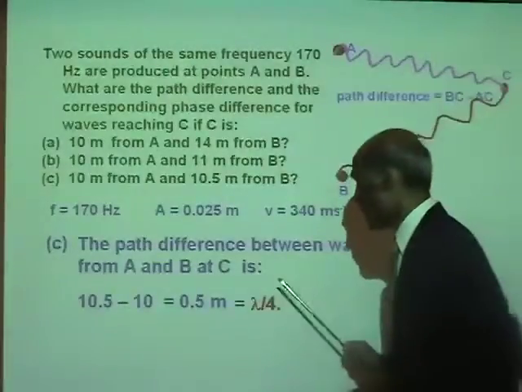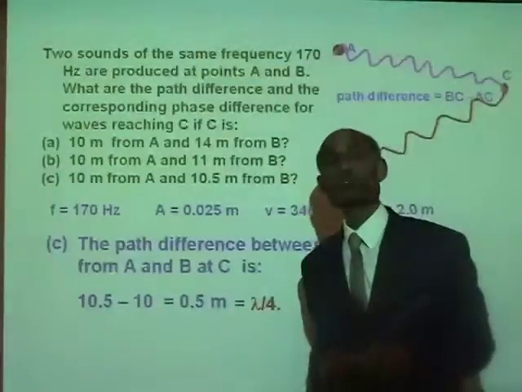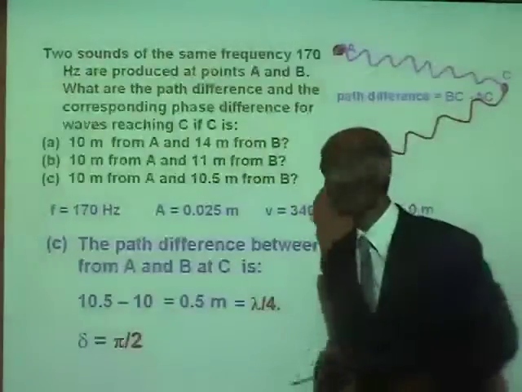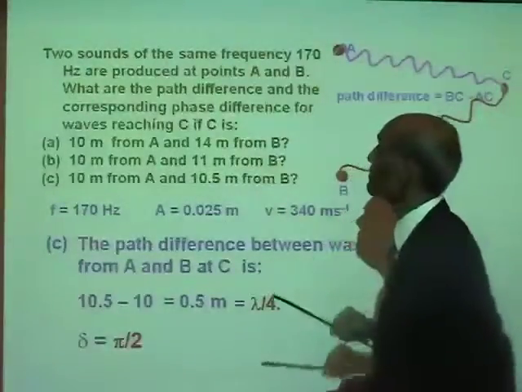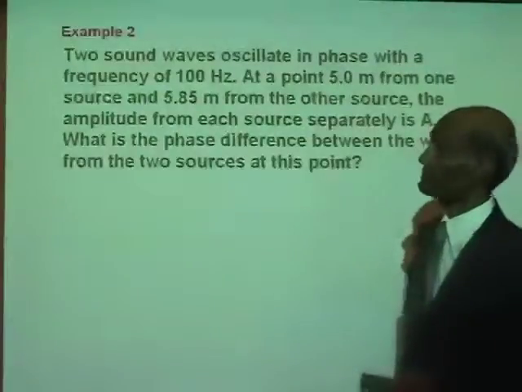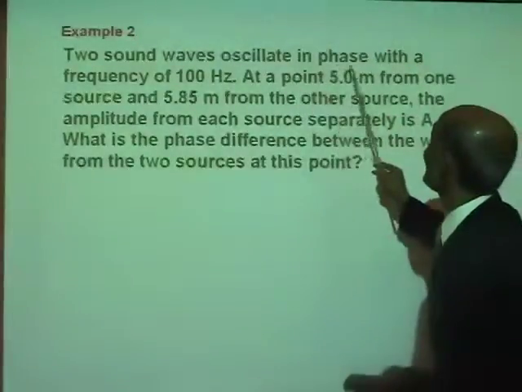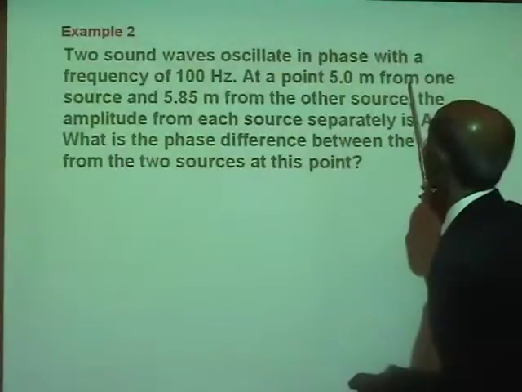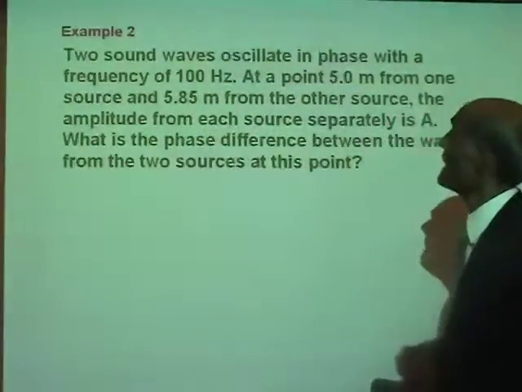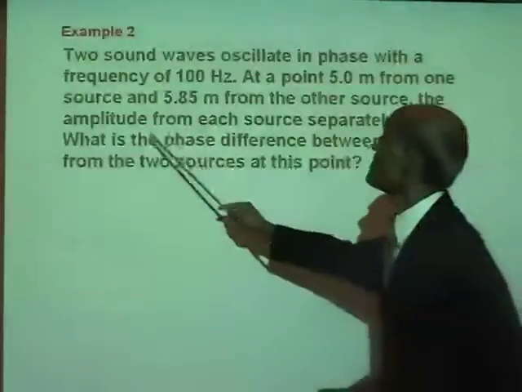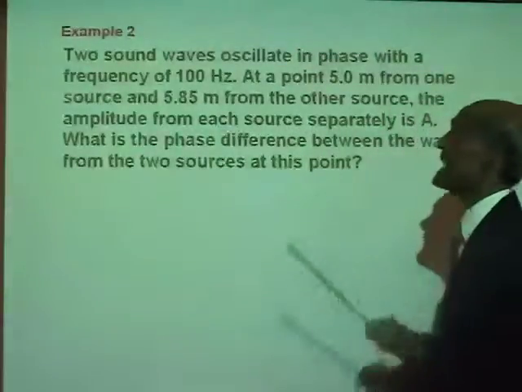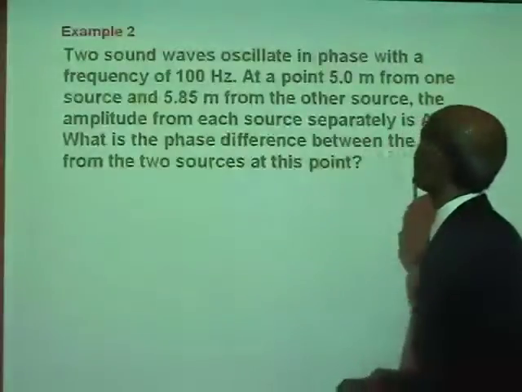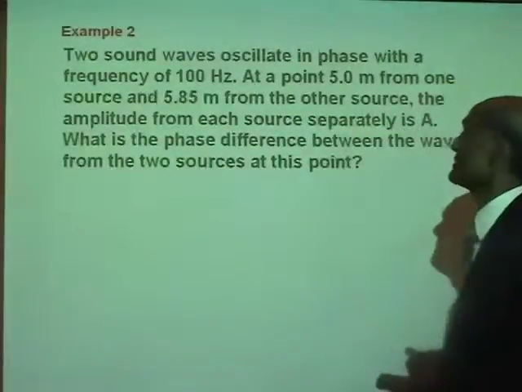Alright, now you tell me, what is the phase difference that corresponds to a path difference of lambda by 4? Alright, that will be pi by 2. Okay, so you must be able to do problems of this type. Let's do another one. 2 sound waves oscillate in phase with a frequency of 100 Hz. At 5 meter from one source and 5.85 meter from the other source, the amplitude from each source separately is A. What is the phase difference between the waves from the 2 sources at this point?